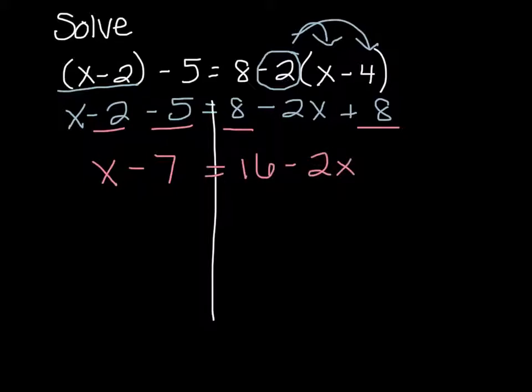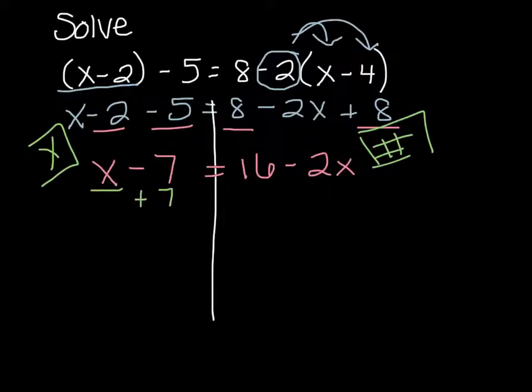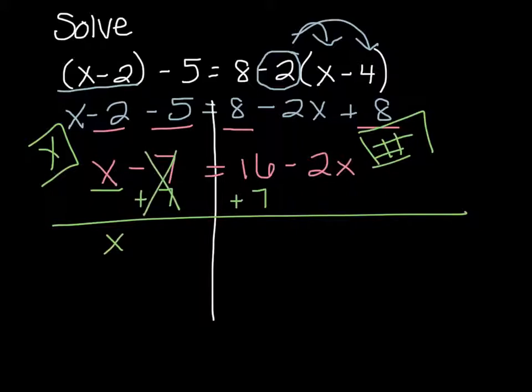So now my goal is to get all of my x's on one side. So I want all my x's on one side and all of my numbers on the other. What I do to one side, I do to the other. This first term here is an x term. I'm going to leave it. The second term, minus 7, is not, so I'm going to do the opposite. I'm going to add 7, which is the inverse property. What I do to one side, I do to the other. So I have negative 7 plus 7, x, that cancels. 16 plus 7 is 23, and minus 2x.